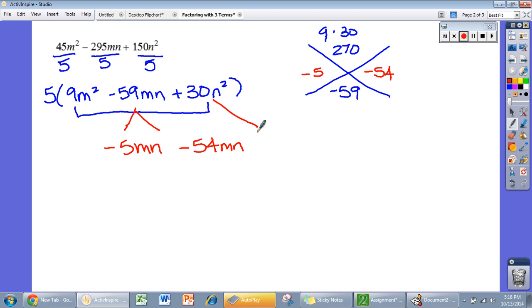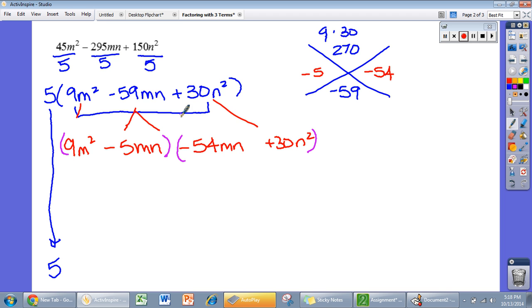And we bring down the last term, positive 30n squared, and we bring down our first term, 9m squared. And don't forget the greatest common factor from step 1. Instead of rewriting it every step of the way, I like to bring the arrow down, just put them in my answer blank. That way I don't have to worry about them. All right, so if we group the first two terms and our last two terms, we now have factoring with 4 terms.